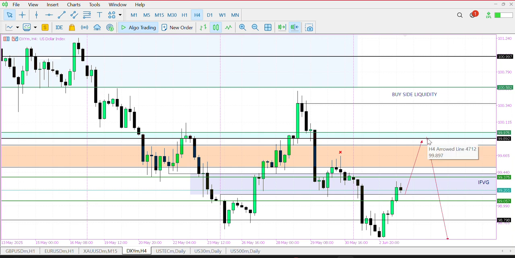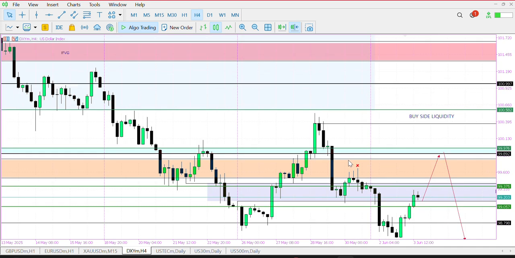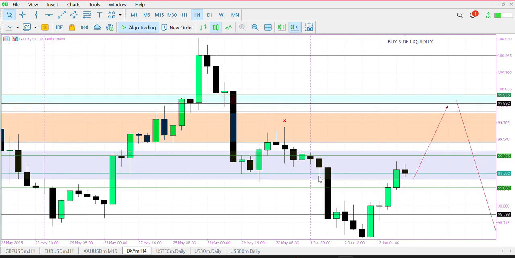Reason why we are anticipating that the dollar index can destroy this area and go a bit up here is there is some buy side liquidity on this high. So the dollar index goes high there. It takes out this buy side liquidity. Let me just try to zoom in. Yeah. When it takes out this, it will go up to that level.